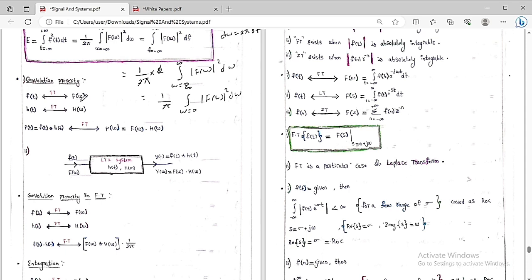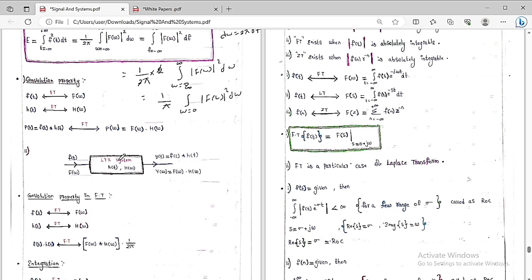So f of t has a Fourier transform F of omega, and h of t has the Fourier transform H of omega. Then p of t, which is the convolution of these two signals, has the corresponding Fourier transform P of omega equal to F of omega into H of omega. That means convolution in the time domain leads to a product in the Fourier transform domain.